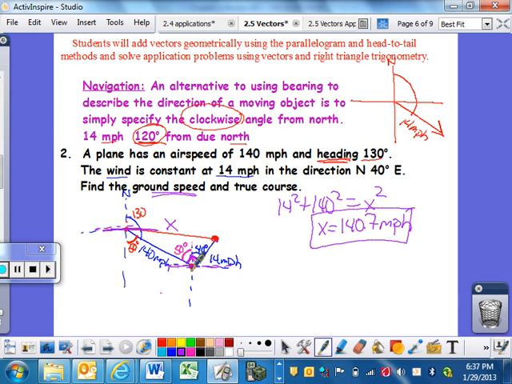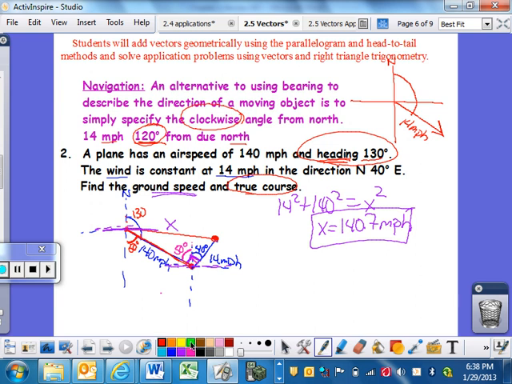Now the last thing, the hardest one for everybody to do, and I know we're going to practice these, is finding that true course. Now this has to be written in the same denomination as the actual plane was given. So the plane was given in a heading, so we need to give it in a heading. Now what gets hard is this. You need to find the angle that has changed. Okay? It was 130 degrees from due north all the way to that original side that the plane was going.